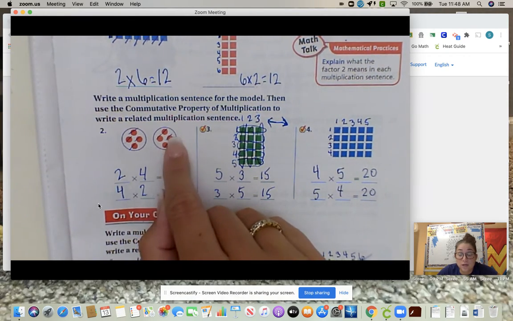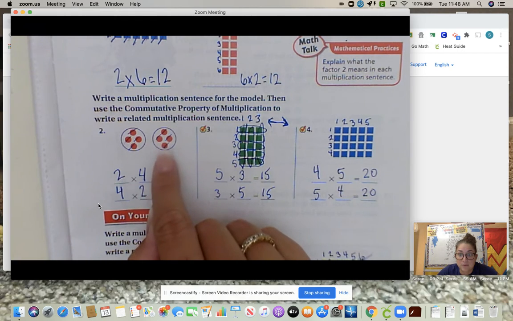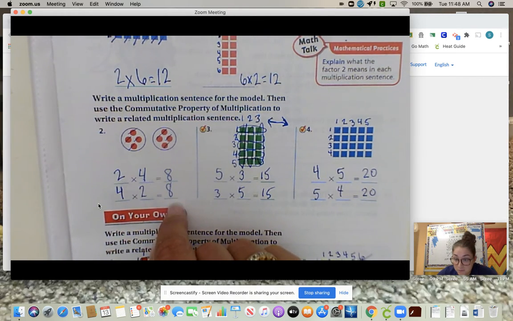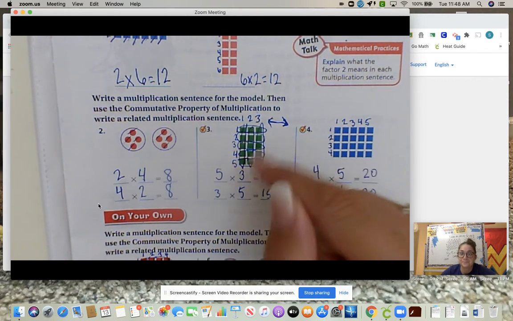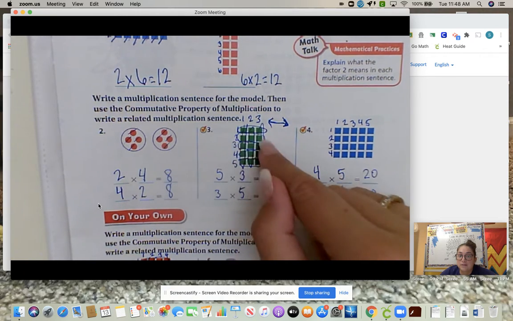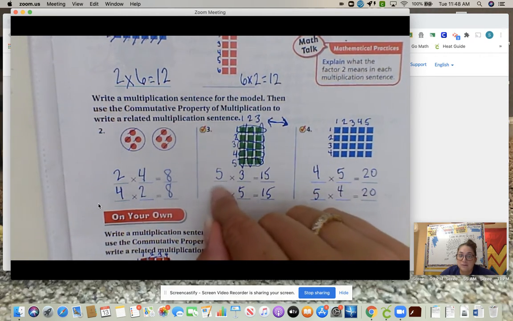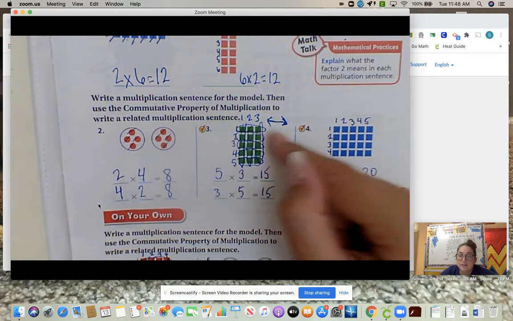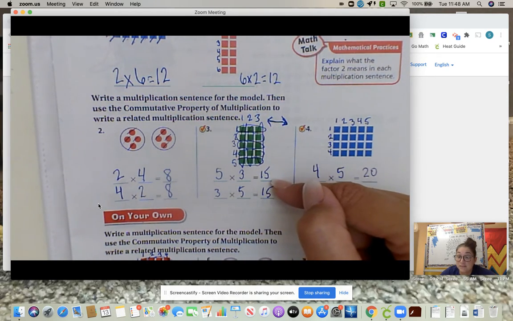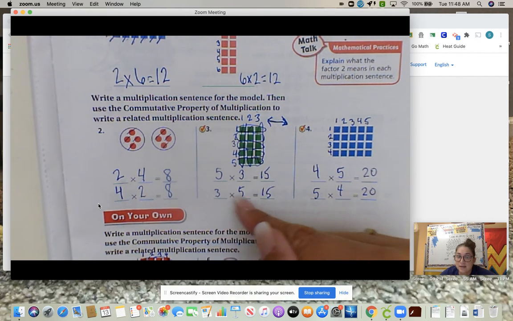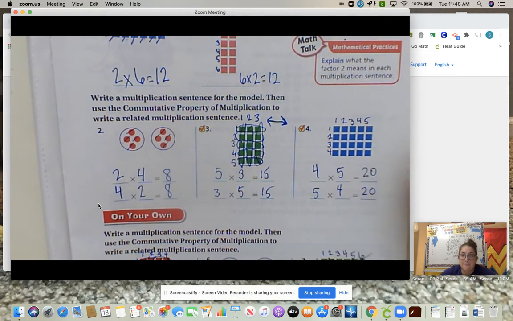How many total dots do you have? If you count up the red dots, you get 8. Now flip it. 2 times 4, commutative property is 4 times 2 equals 8. We know the answer is the same. Number 3, rows are first. So 1, 2, 3, 4, 5 rows. How many columns? 1, 2, 3 columns. How many total boxes? 15. Commutative property, flip it. So now it's 3 times 5 equals 15.